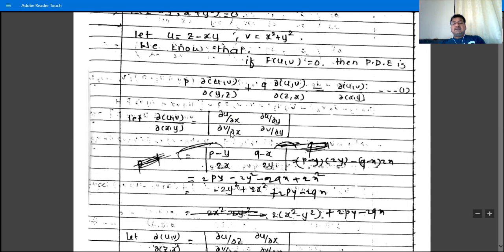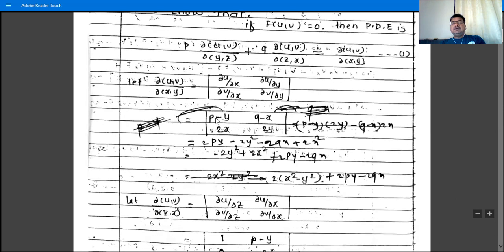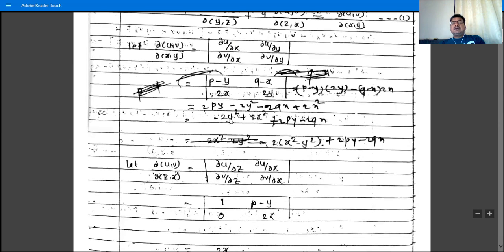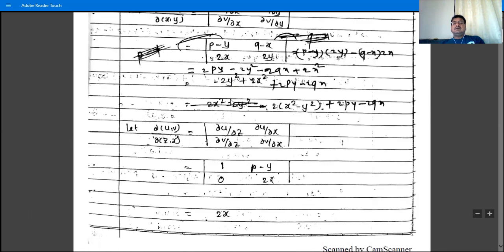Then ∂v/∂x is 2x, because the derivative of x square is 2x and the derivative of y square is 0. Then ∂v/∂y is 2y. After solving this determinant, we have (p minus y) into 2y minus (q minus x) into 2x. That is 2py minus 2y square minus 2qx plus 2x square. That is minus 2y square plus 2x square plus 2py minus 2qx.